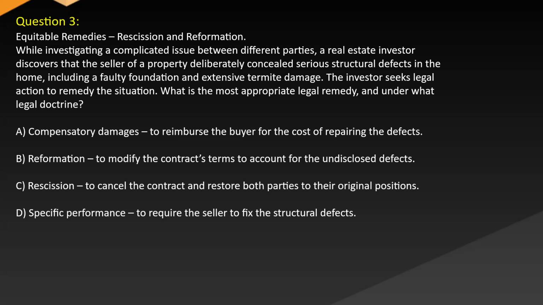What is the most appropriate legal remedy, and under what legal doctrine? A. Compensatory damages, to reimburse the buyer for the cost of repairing the defects. B. Reformation, to modify the contract's terms to account for the undisclosed defects. C. Rescission, to cancel the contract and restore both parties to their original positions. D. Specific performance, to require the seller to fix the structural defects.